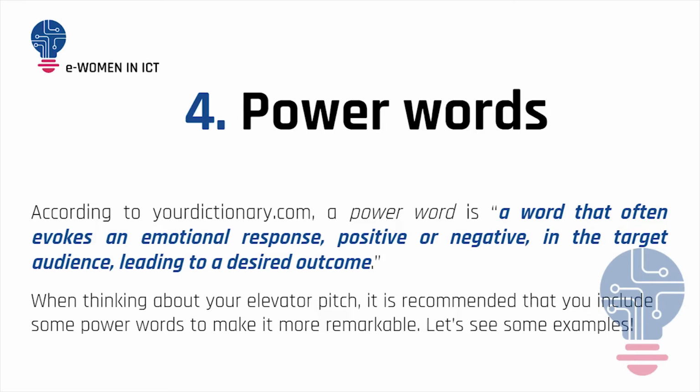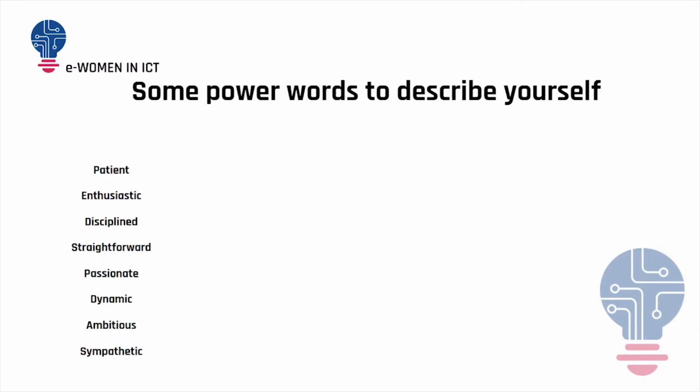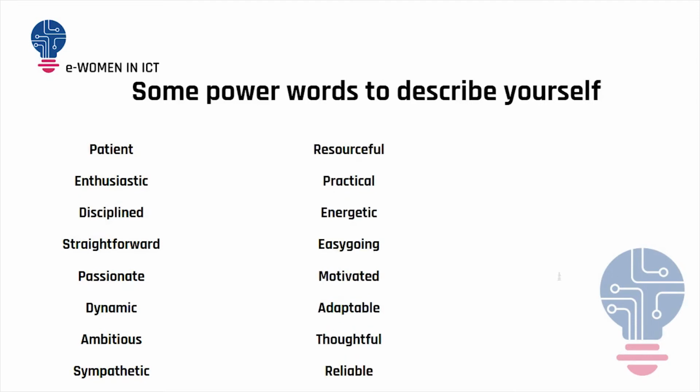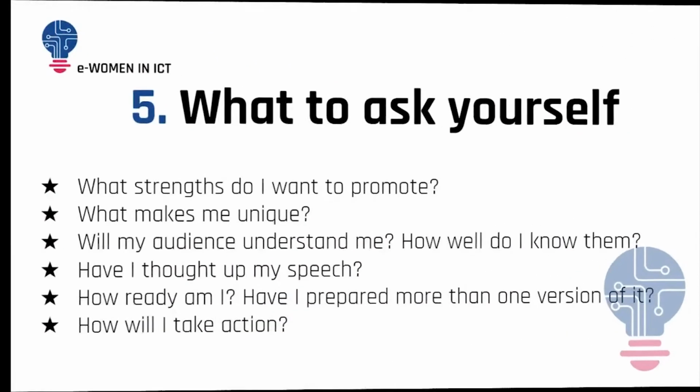Let's see some examples. Some power words to describe yourselves. So, some power words you should be using in your elevator pitches. Here you can see some examples we have prepared for you. So these are words that will help you make your pitch stronger. For example, patient, disciplined, passionate, practical, easygoing, adaptable, flexible, sensitive, hardworking, self-confident. So don't forget to include power words in your elevator pitches.